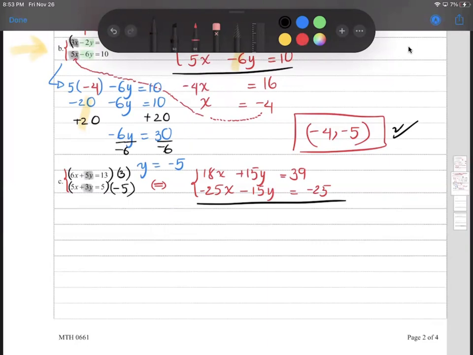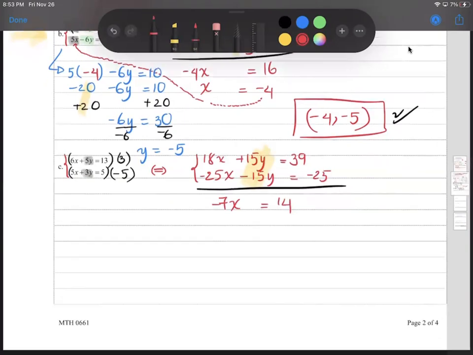18x minus 25x, that's negative 7x. Y is canceled. It has to be. If not, then go back and do it again. 39 minus 25 is 14. Divide both sides by negative 7, x equal negative 2.